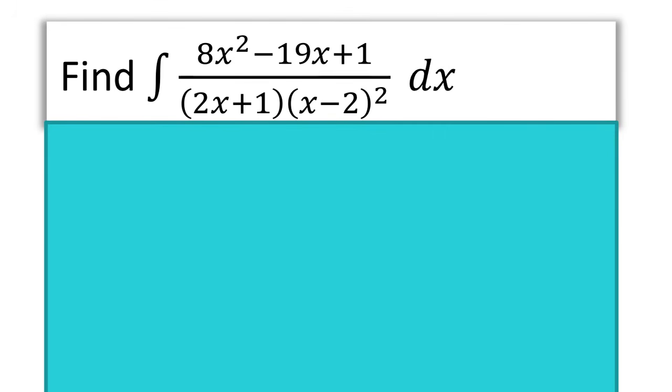Right then, so the second question. Now, remember, we're going to have a repeated root in this. Technically, this is going to give us A over 2x plus 1 plus B over x minus 2 plus C over x minus 2 all squared.